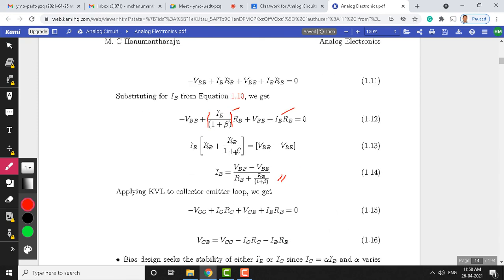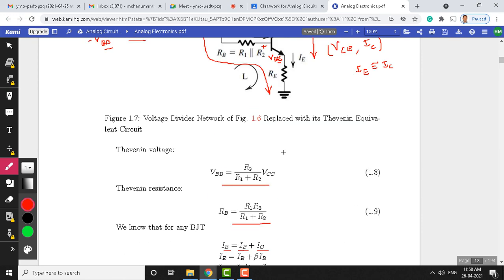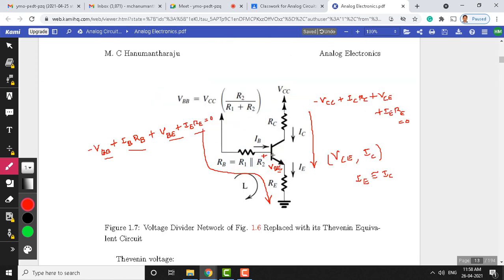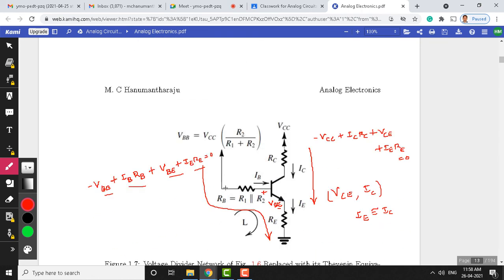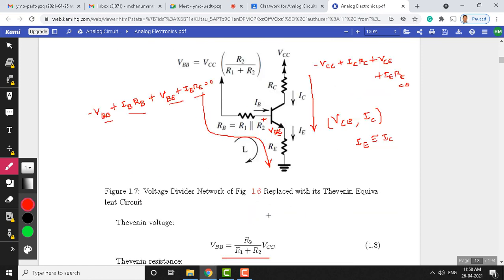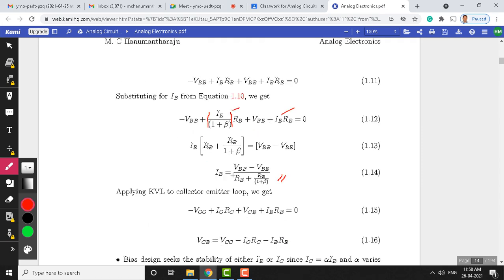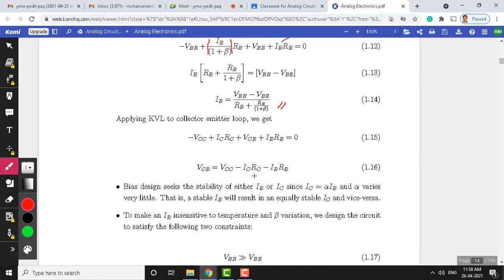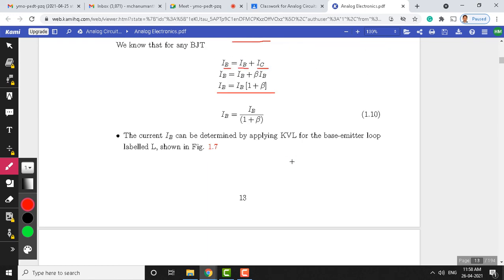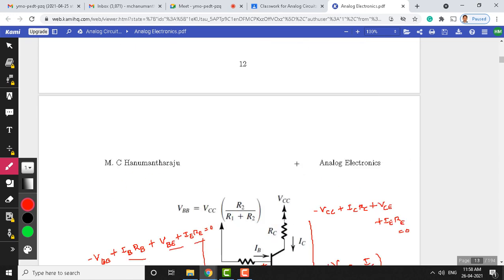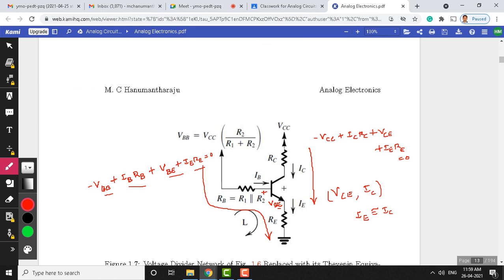Now let us analyze this circuit in the coming class. What are the merits and demerits of this circuit? So far in today's class, we analyzed the fundamental circuit, and later we applied Thevenin's theorem and simplified this circuit. Then we applied KVL to the base emitter and collector emitter loops, and we arrived at the equations for base current and emitter current, and finally the collector emitter voltage. In the next class we will discuss the advantages and disadvantages of this classical discrete bias circuit scheme. Any questions so far?